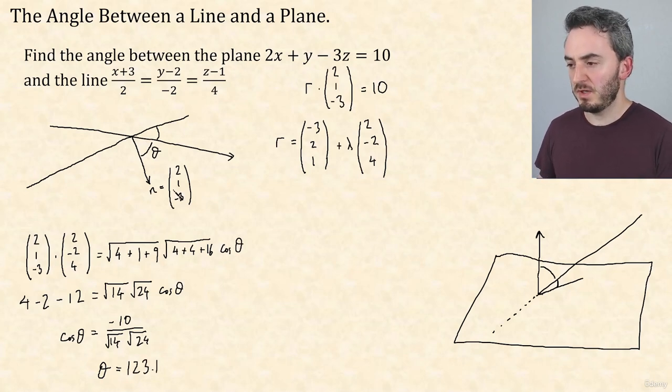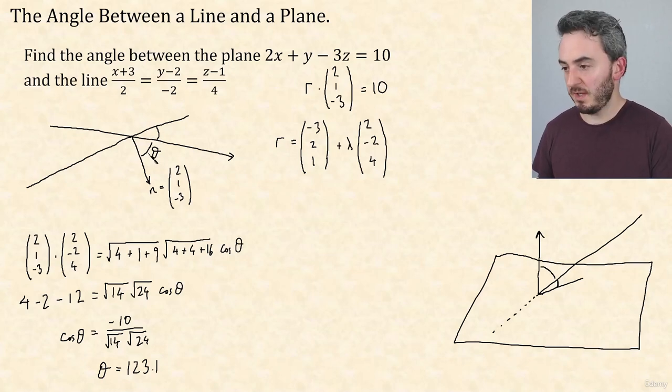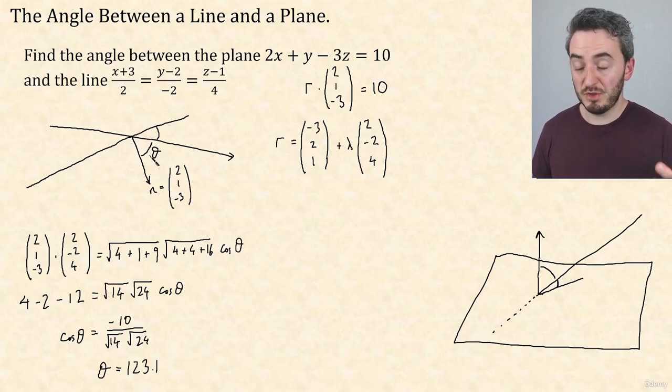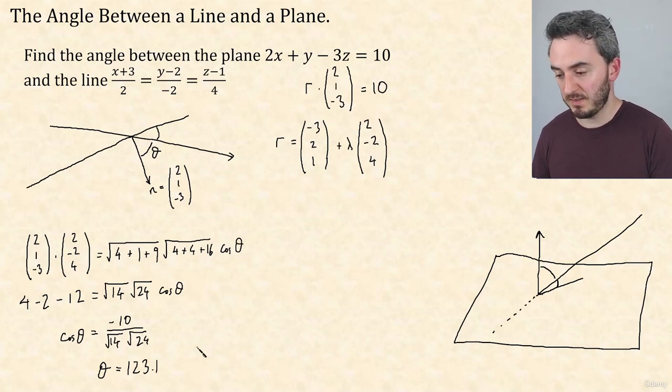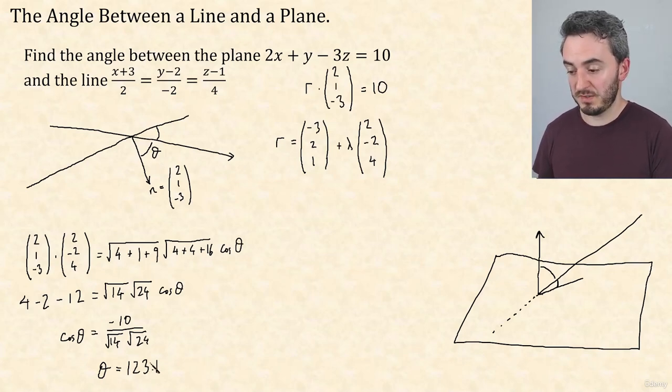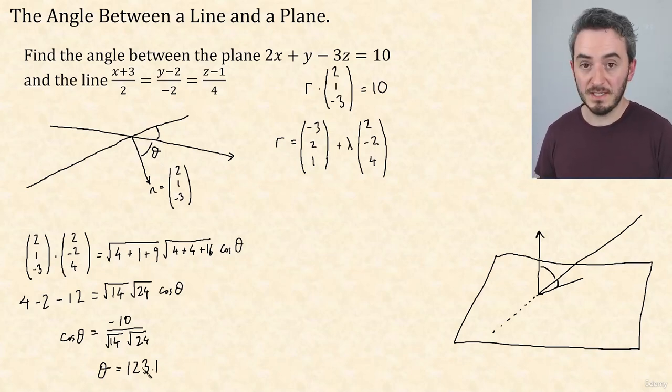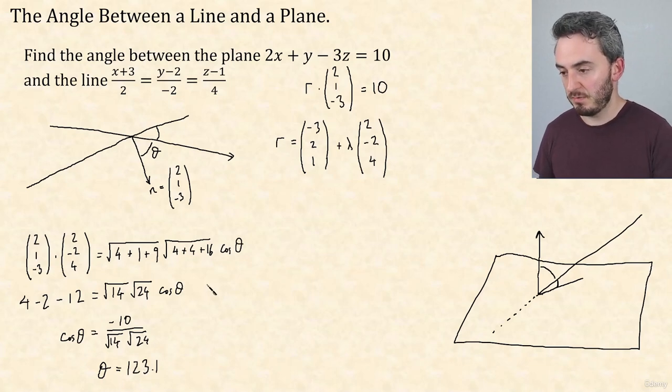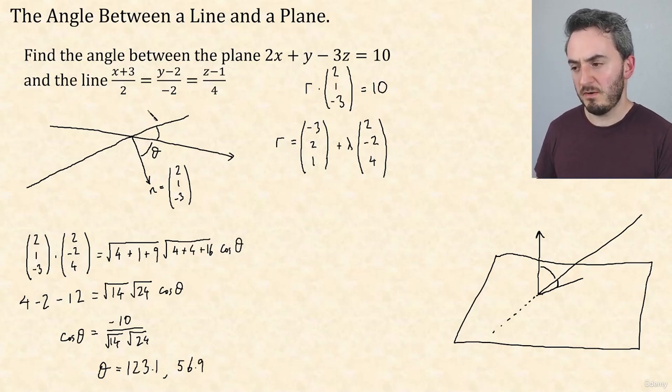Okay, pause a moment, because that doesn't look exactly right, does it? That looks bigger than it should be. But that's okay, because we know that what we've really done is found the obtuse angle between these two vectors. The acute angle is just 180 minus that. So the theta that we actually want here is 56.9. So where is that on our picture?